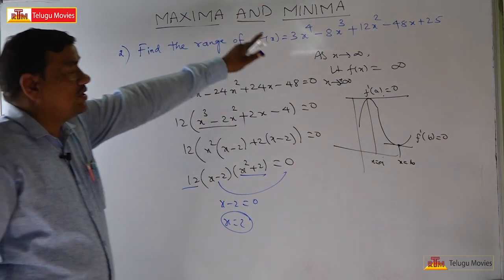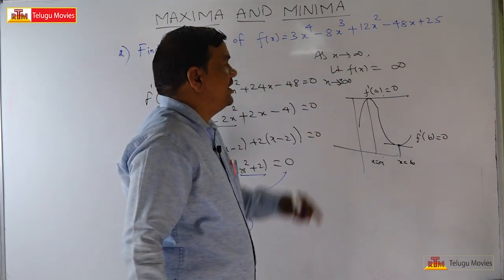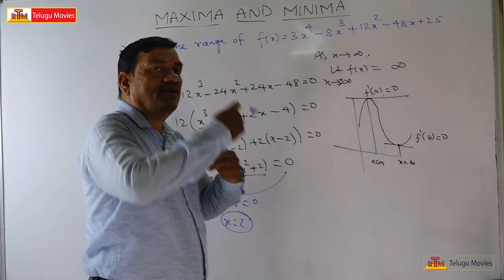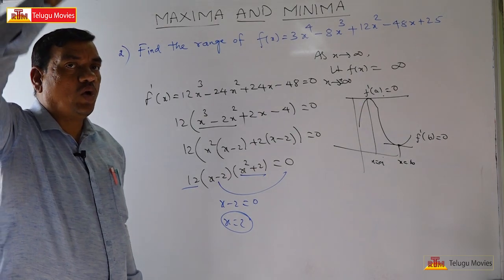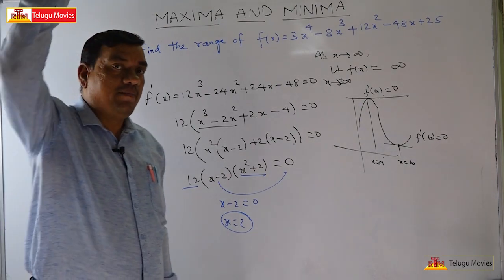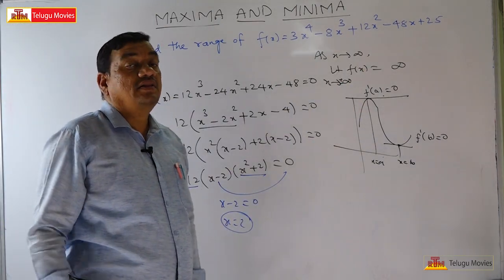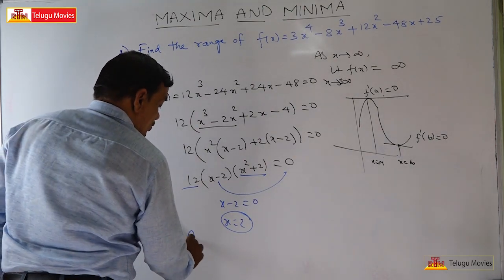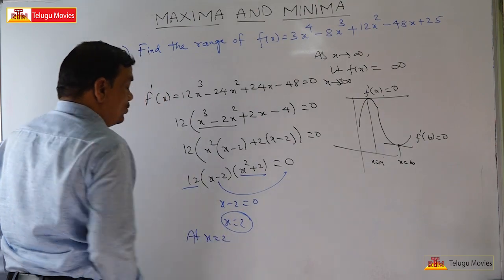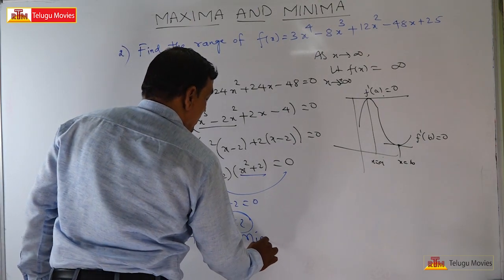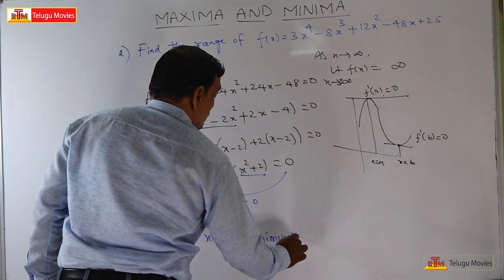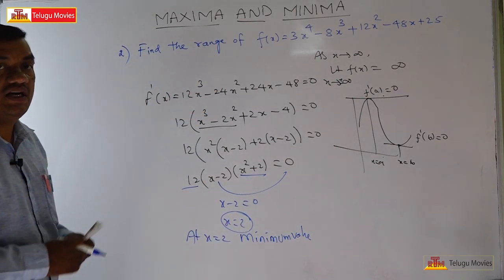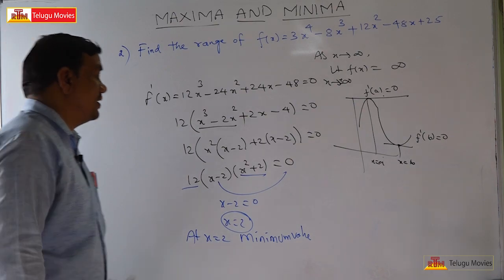As already we said, as x tends to plus or minus infinity, f of x is equal to infinity. That means the function will go on increasing, so you will have a maximum value at infinity. The maximum value is infinity. So definitely at x equal to 2, you will have a minimum value. Whatever that minimum value may be, you will have it.